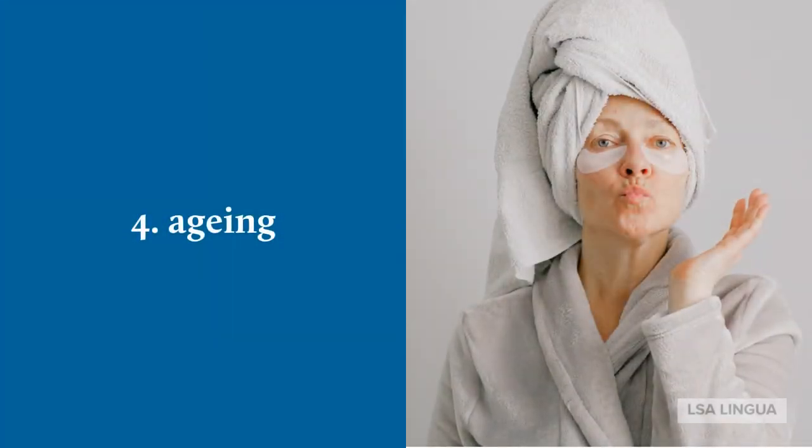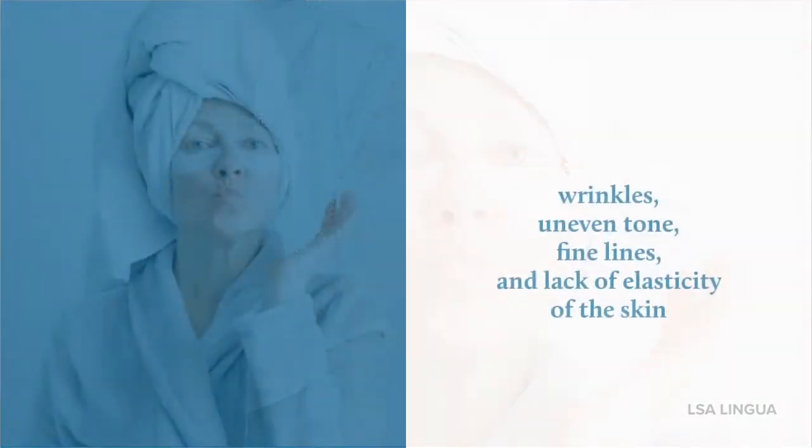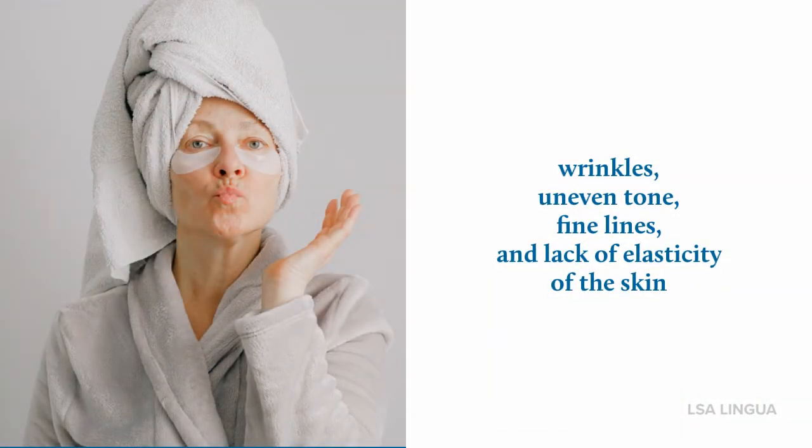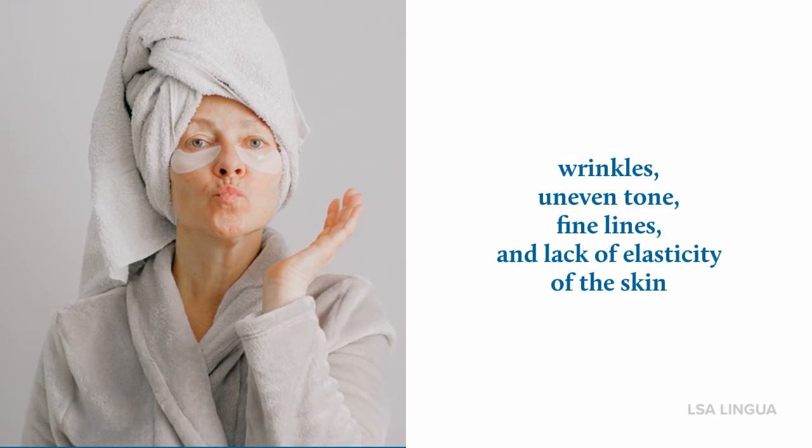Moving on to aging. According to Hirons, aging is the all-encompassing term for the skin conditions most targeted by brands. These include wrinkles, uneven tone, fine lines, and the lack of elasticity of the skin. Wrinkles, uneven tone, fine lines, lack of elasticity of the skin.